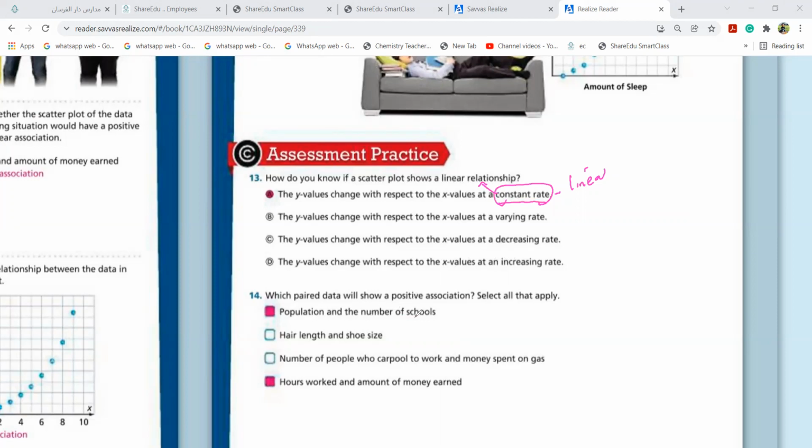Positive means population and the number of schools, because if population increases, schools will increase. If the population of your city increases, the schools will be more, right? This graph has to be increasing this way. Hair length and shoe size, it is related. Number of people who carpool to work and money spent on gas. Hours worked and amount of money earned. Of course, when the hours increase, you earn more money.